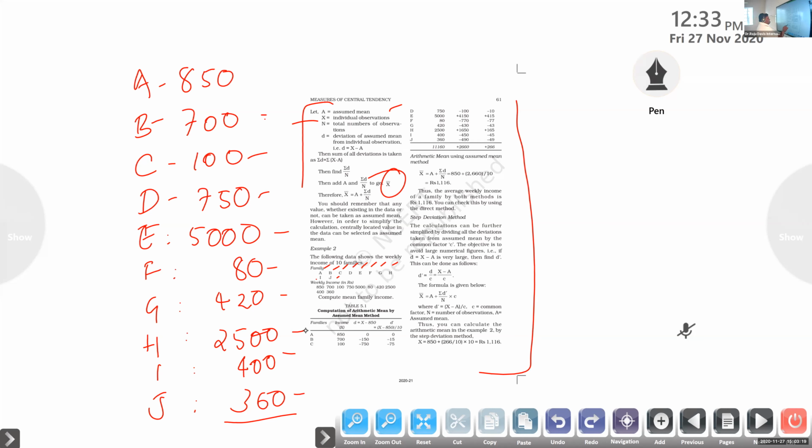So we have created a table here. Families are A to J, 10 families. And the corresponding income of each family we wrote there: 850, 700, 100, 750, 5,000, 80, 420, 2,500, 400, 360. After adding all these incomes of different families, we got a number here. What is that? 11,160. Please check whether this calculation is correct or not.